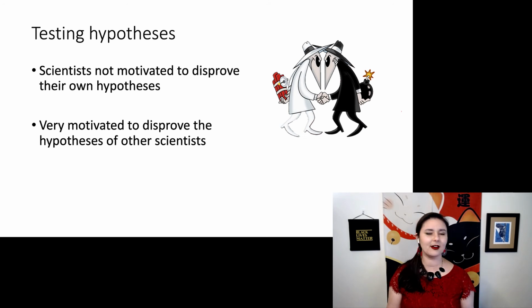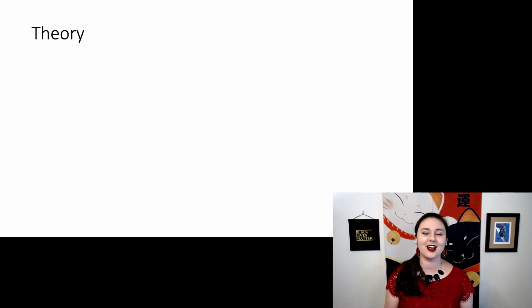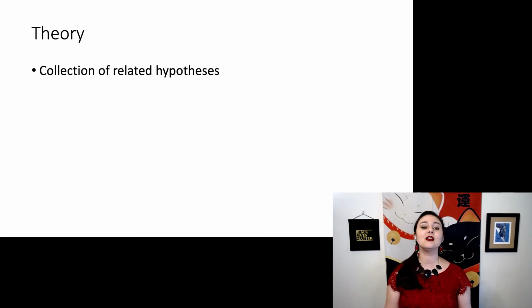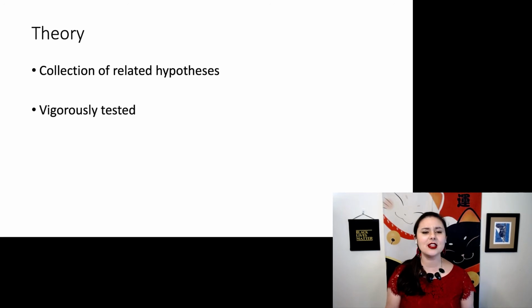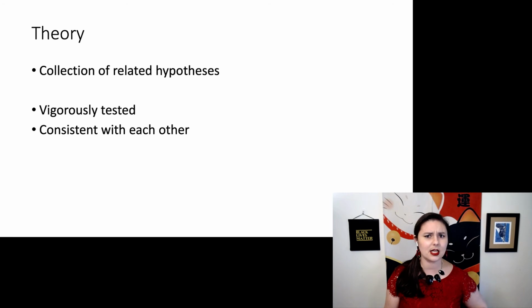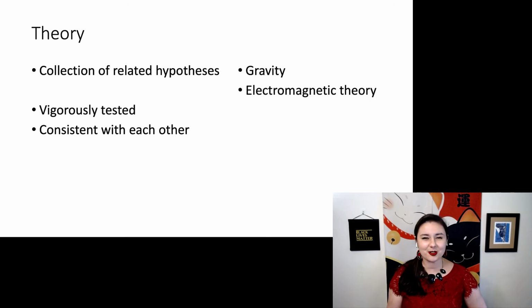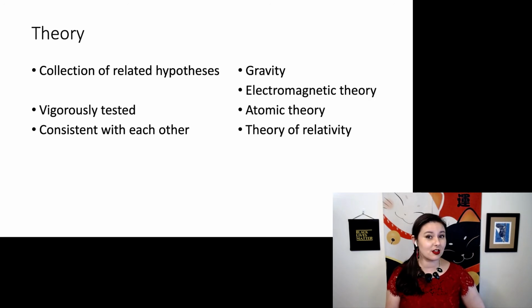And once a hypothesis or a group of related hypotheses has been tested over and over and over again, that's where we get something called a theory. A theory is a collection of related hypotheses, and this means they have been vigorously tested, they are consistent with each other. And there's a lot of examples: gravity, electromagnetic theory, atomic theory, the theory of relativity, and of course, evolution.